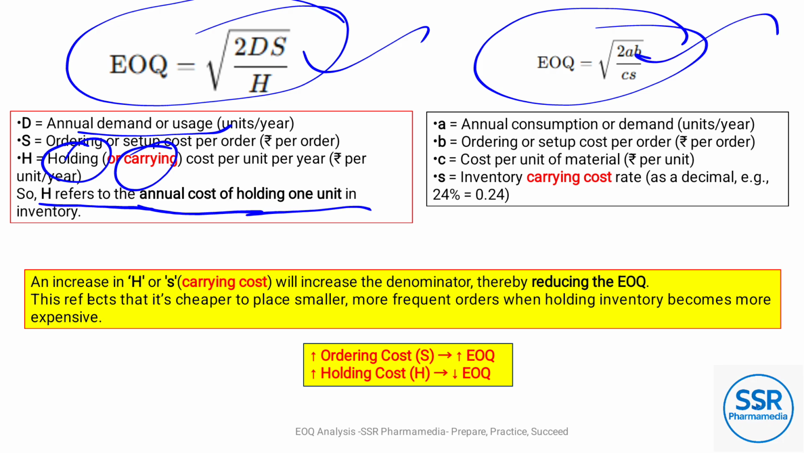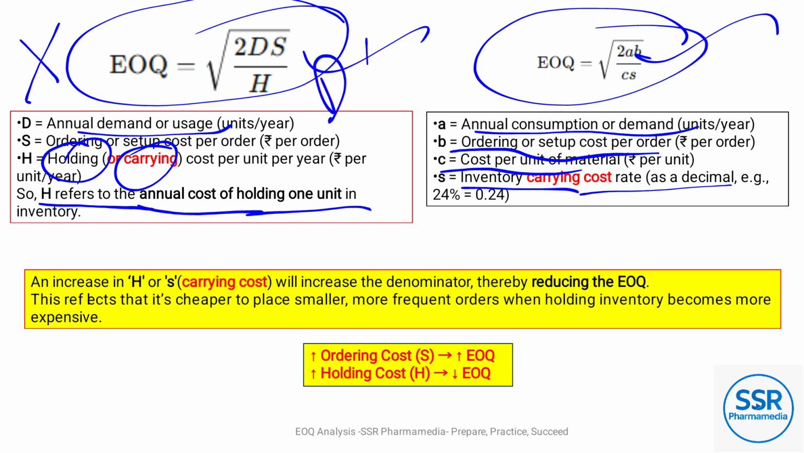So in this formula, A is annual consumption or demand, B is ordering or setup cost per order, C is the cost per unit of material, and S is inventory or carrying cost. Okay, this is a very important formula because it was asked in the last DI exam, the drug inspector exam.